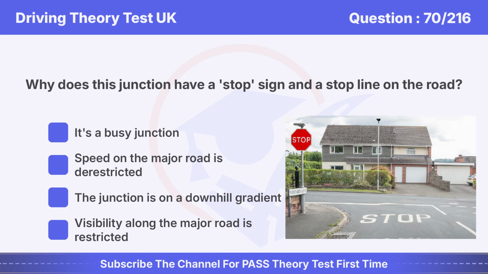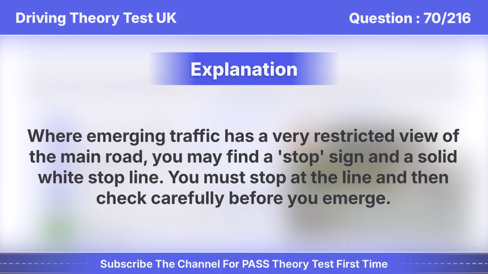Question 70. Why does this junction have a stop sign and a stop line on the road? Answer is D. Visibility along the major road is restricted. Where emerging traffic has a very restricted view of the main road, you may find a stop sign and a solid white stop line. You must stop at the line and then check carefully before you emerge.